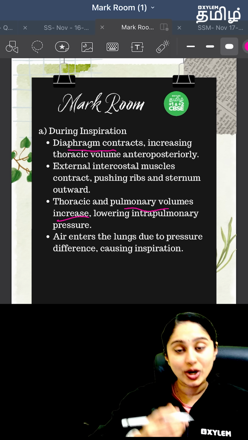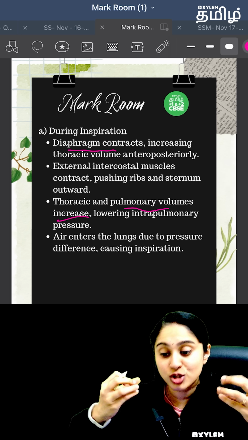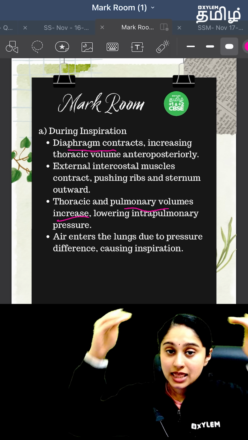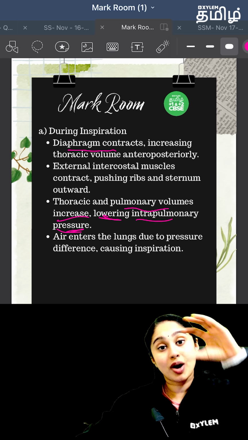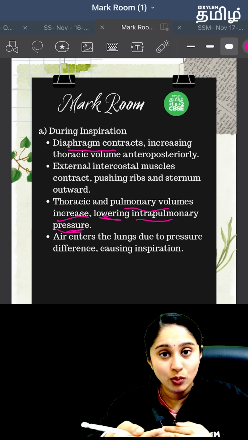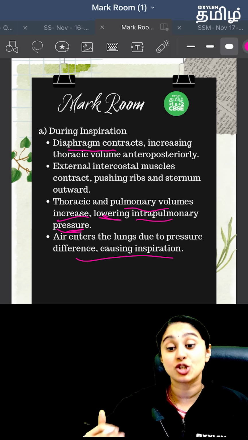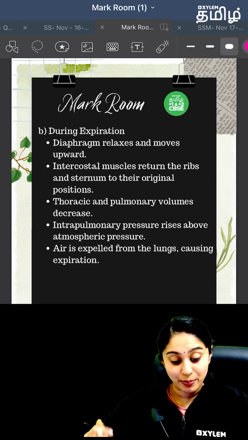Thoracic volume means chest cavity. As a result, the lung volume also will increase. When volume increases, the intrapulmonary pressure is going to decrease. Now once the pressure decreases, through a concentration gradient, the outside air will immediately enter into the lungs, causing inspiration to occur. Now when we talk about expiration, what's going to happen here?